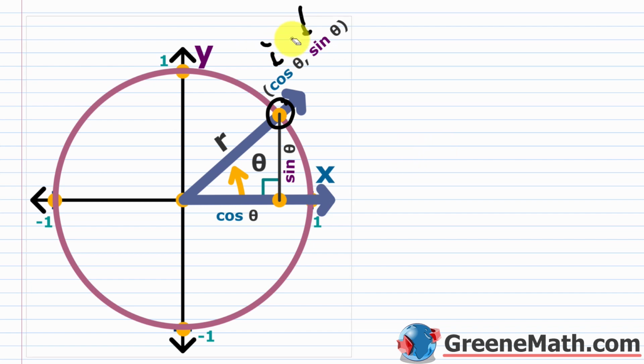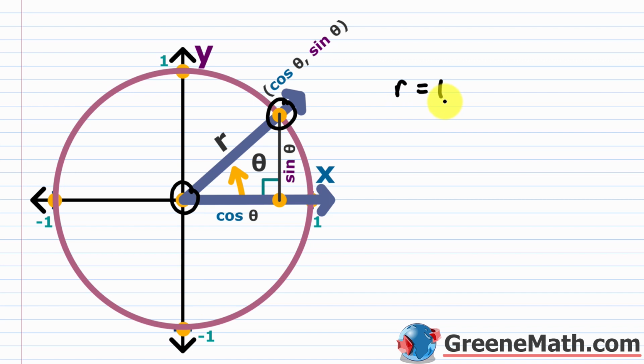Let me actually erase this. I want to show you again where things come from, even though we talked about it in the last section. We have a unit circle here, so that means the radius is 1. So this r value here, or this distance from right here to right here, is 1. You can see that from the origin, 0, 0, to 1, 0, that's 1. From here to here is 1, from here to here is 1. So we see the radius is 1.